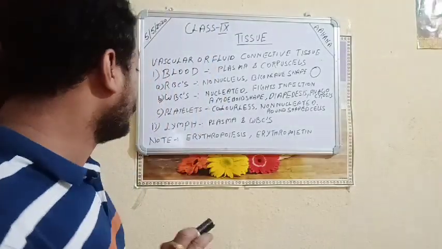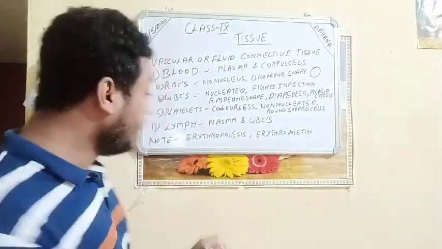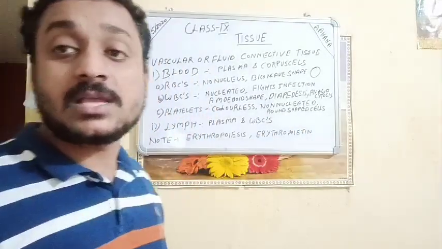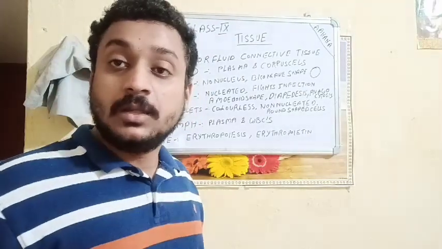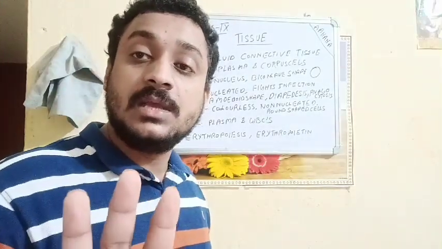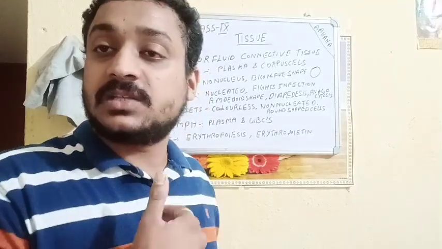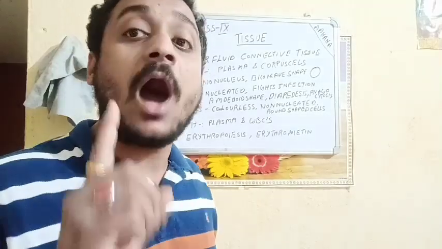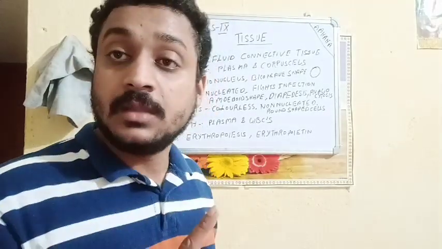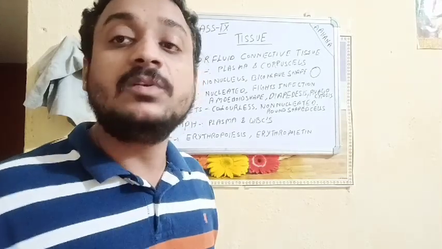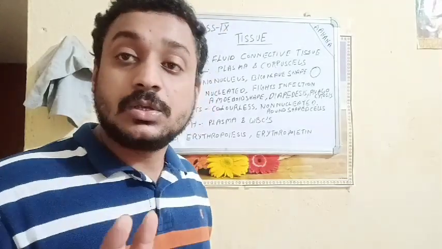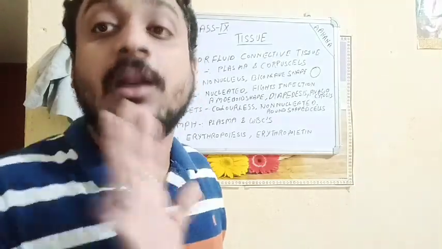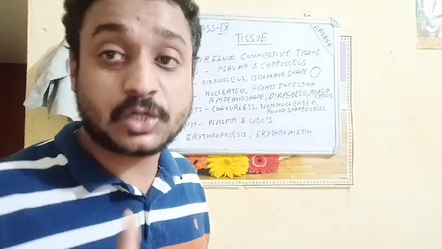Apart from this, today two things we will learn. I have written them as a note over here: erythropoiesis and erythropoietin. Erythropoiesis is the formation of RBC. It is the process of production of RBCs in the ribs, in the sternum, that is the chest bone, as well as in long bones like the femur. There the production of RBCs takes place for adults. And for the fetus, the baby in the mother's womb, the RBCs are formed in the liver. That is known as erythropoiesis, production of RBCs.